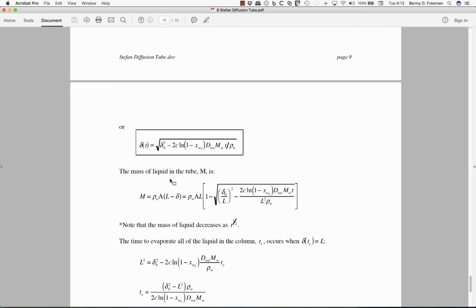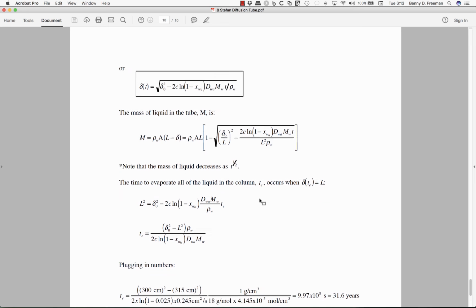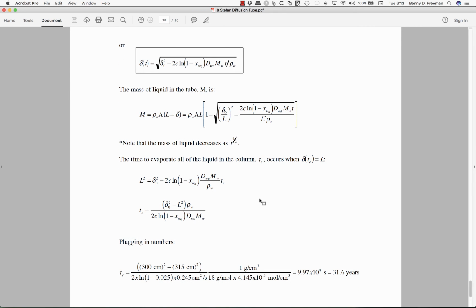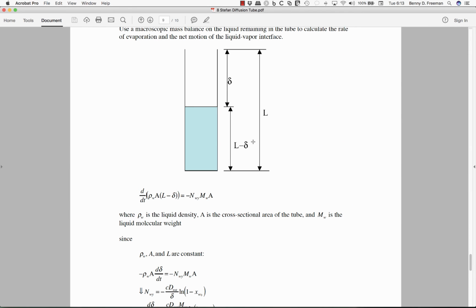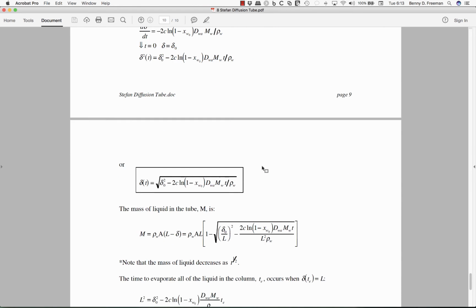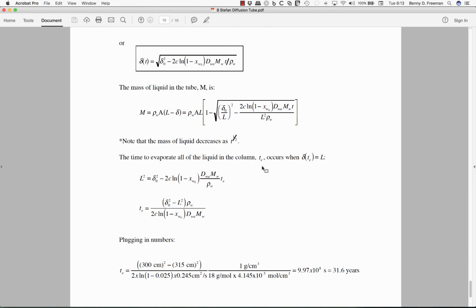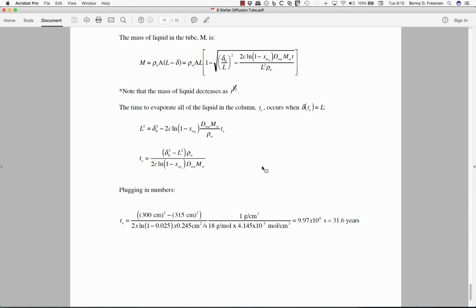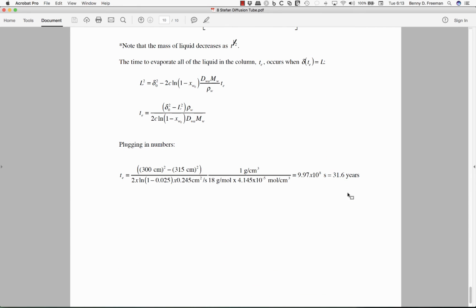We can plug in this expression for the gas phase height, and the time to evaporate all of the liquid in the column occurs when this gas phase height is just equal to the total tube length L. So when delta becomes equal to L, then all of the liquid in the column will have been evaporated, and if you plug in numbers, you get about 31.6 years.